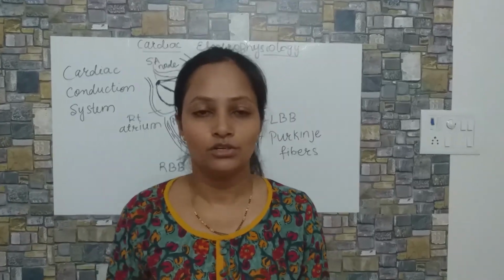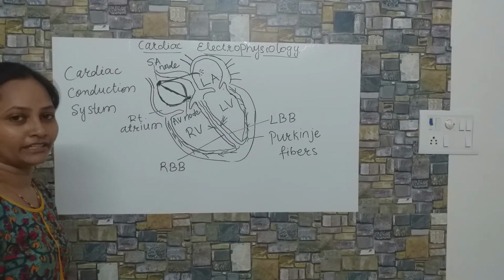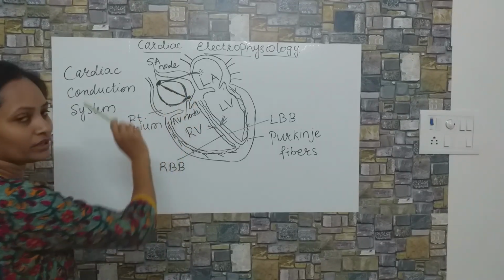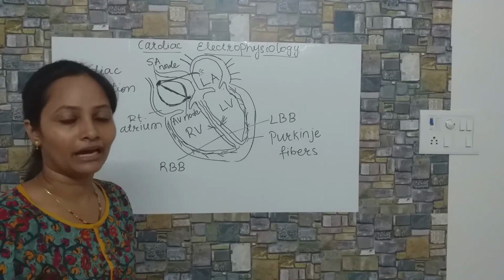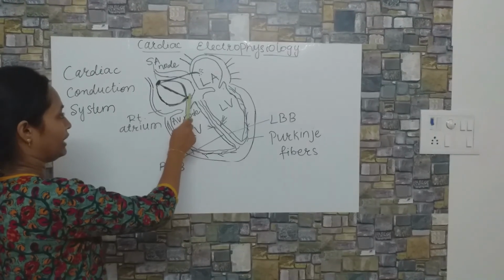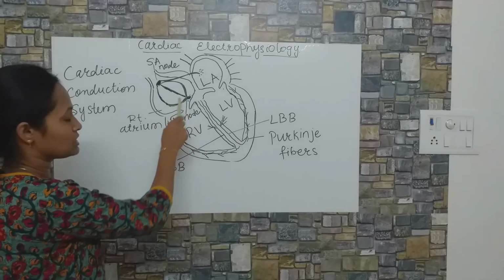Now we will summarize the topic by this figure. So first, SA node will start to initiate the impulses and these impulses will spread throughout the atria, and at that time the atria will contract. Then next, here is the AV node, atrioventricular node. Now this AV node will get the impulses from the atria.